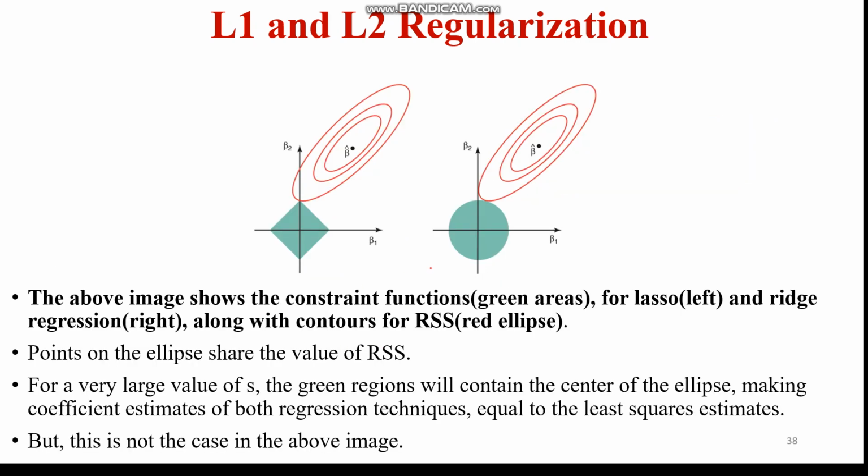So here we can see a diagrammatical look. This image shows the constraint regions as the bigger green areas. Here is the lasso one, and in this case this is the ridge regression. These ellipses simply represent RSS. Points on an ellipse share the same value of RSS. So for a very large value of s, the green regions will contain the center of the ellipse, making the coefficient estimates of both regression techniques equal to the least squares estimates.